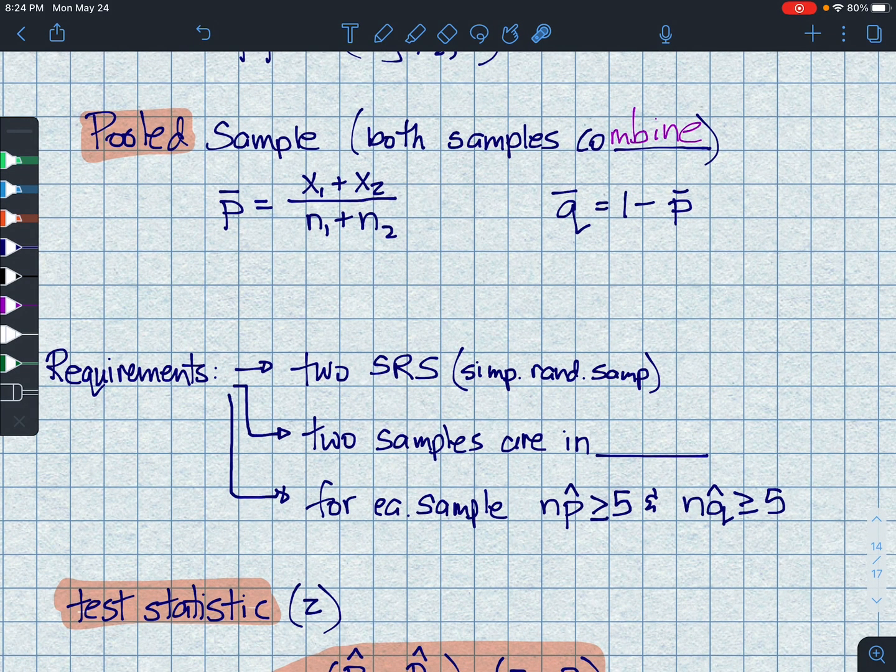We will need requirements for these tests to work. We need to have simple random sampling, and the two samples that we look at should be independent of each other. And finally, for each sample, the counts must be greater than 10, or as they say, n times p hat and n times q hat must be greater than or equal to 5. All right?